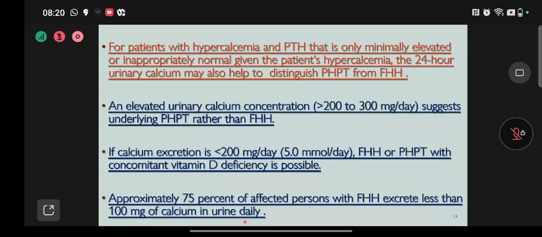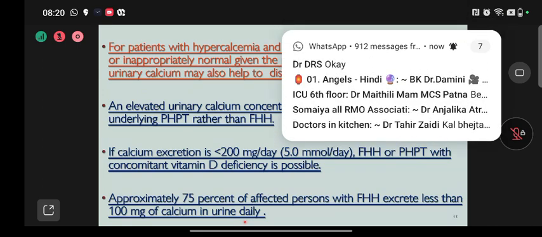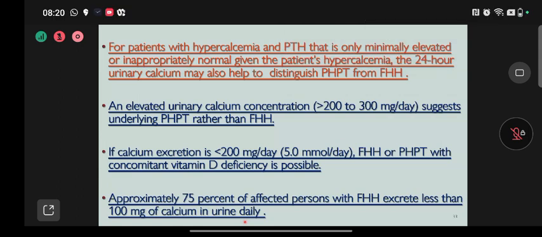For patients with hypercalcemia and PTH that is only minimally elevated or inappropriately normal, given the patient's hypercalcemia, the 24-hour urinary calcium may also help to distinguish PHPT from FHH. An elevated urinary calcium concentration of more than 200 to 300 milligrams per day suggests the underlying PHPT rather than FHH. In FHH, it is low, and approximately 75% of the affected persons with FHH excrete less than 100 milligrams of calcium in urine daily.